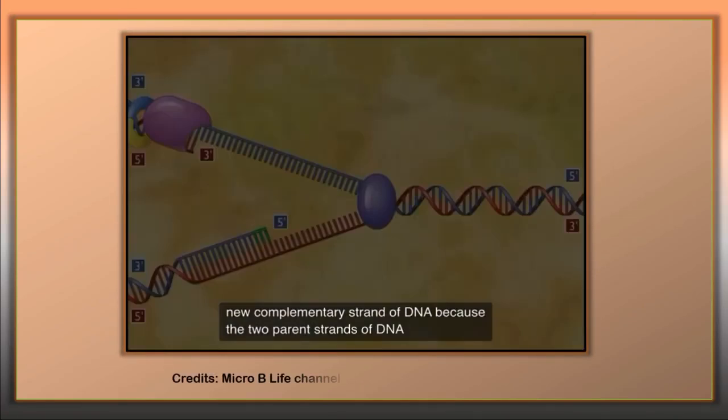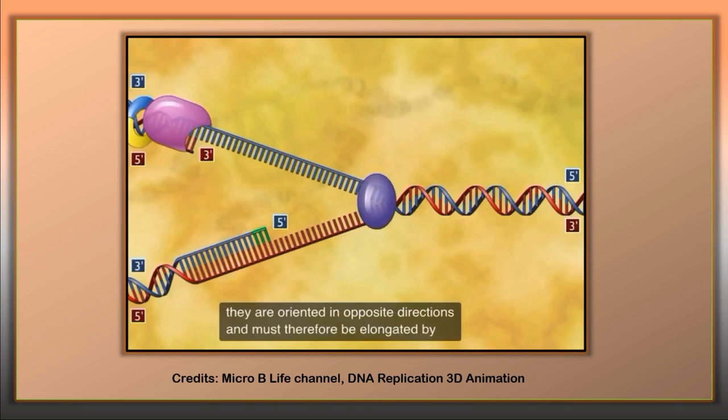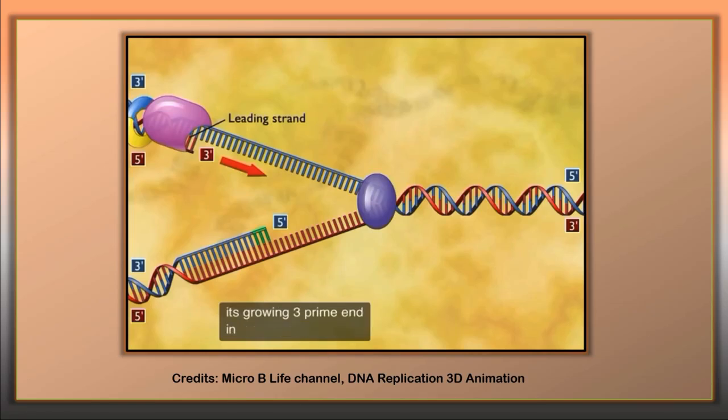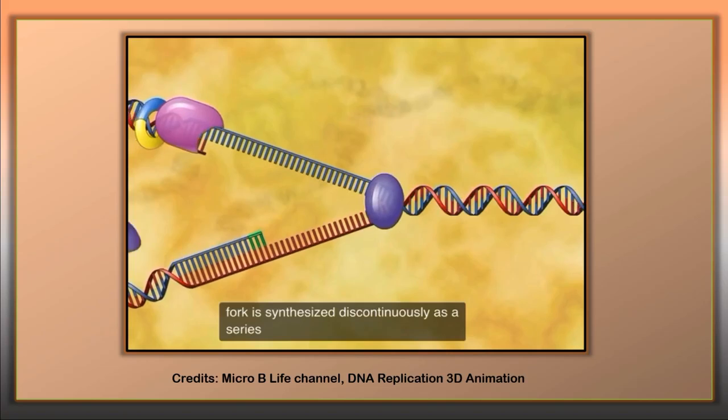Parent strands of DNA are antiparallel. They are oriented in opposite directions and must therefore be elongated by different mechanisms. The leading strand elongates toward the replication fork by adding nucleotides continuously to its growing 3' end. In contrast, the lagging strand, which elongates away from the replication fork, is synthesized discontinuously as a series of short segments.